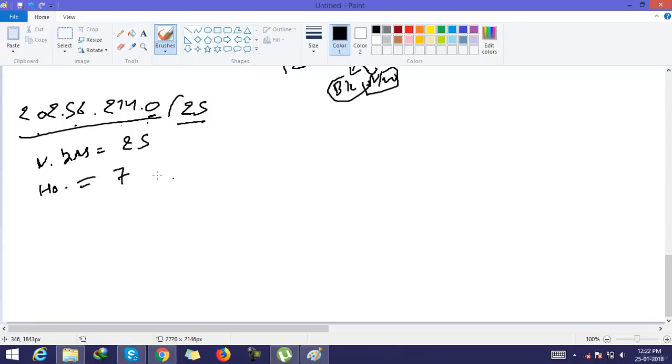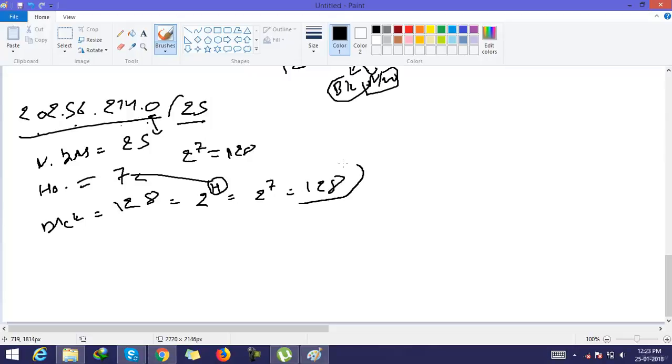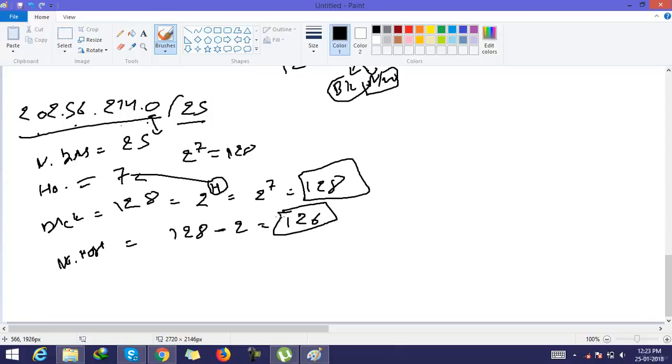The block size becomes 2 to the power 7, that is 128. We can also calculate it by the formula 2 to the power h, where h means the number of host bits, that is 7, and 2 to the power 7 becomes 128. This is our block size. Now the number of valid IPs is the 128 block size minus 2, that is 126. We have 126 valid IP addresses in this subnet.